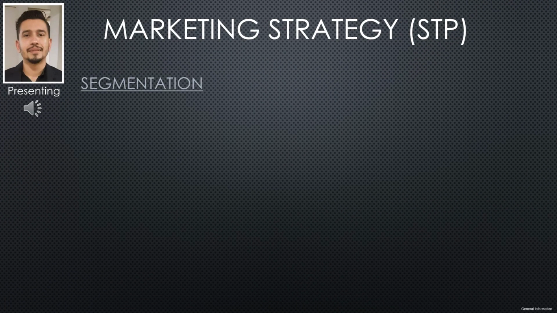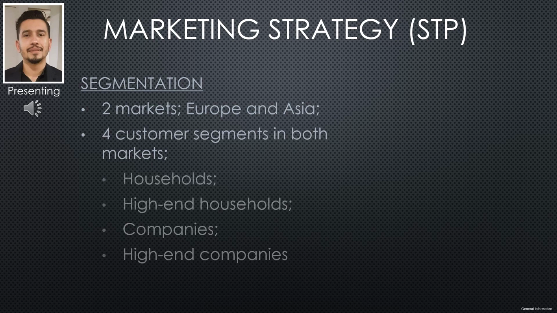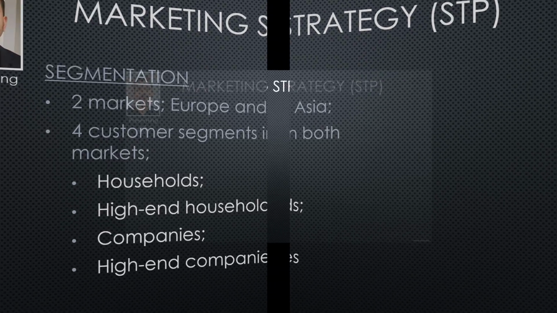In this slide, when we talk about segmentation, the segments are already provided for, which means we have 2 markets, mainly Europe and Asia, and they are further divided into 4 different segments consisting of low-end and high-end households and companies. The only variable would then be the demand patterns from these markets for Asia and Europe.